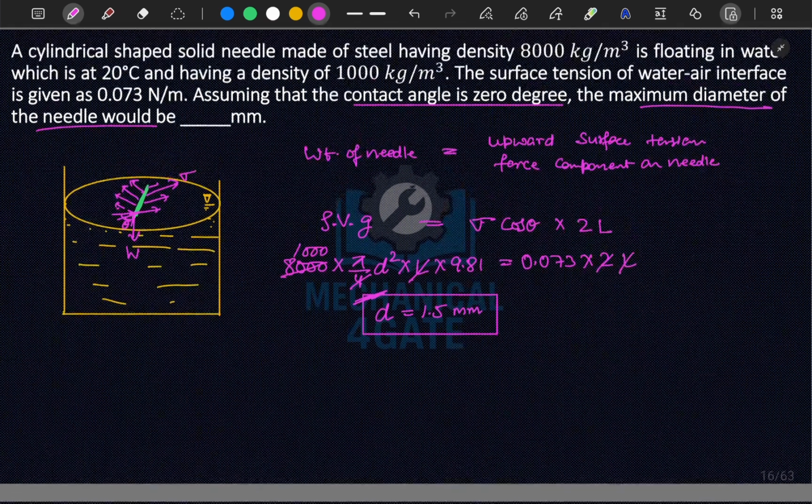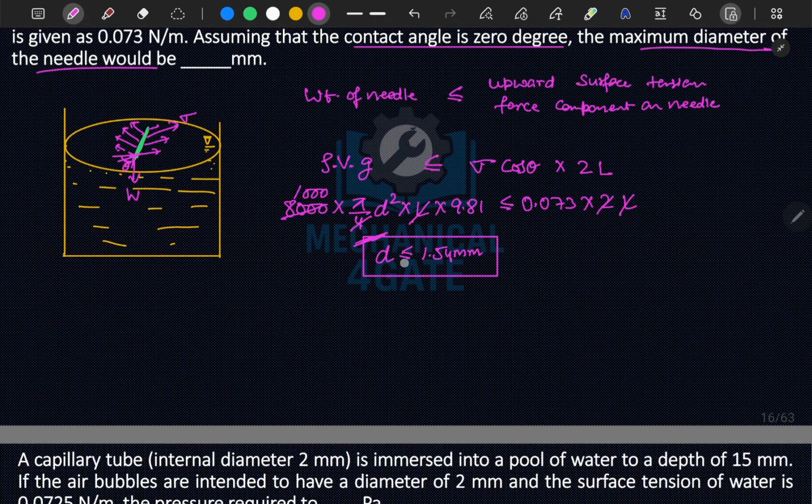We can write that the weight of the needle should be less than or equal to the upward tension force. From here we have obtained that d should be less than or equal to 1.54 mm. So I can write d max is equal to 1.53 mm. If I want to take it to one decimal place only, I will directly write 1.5 mm.